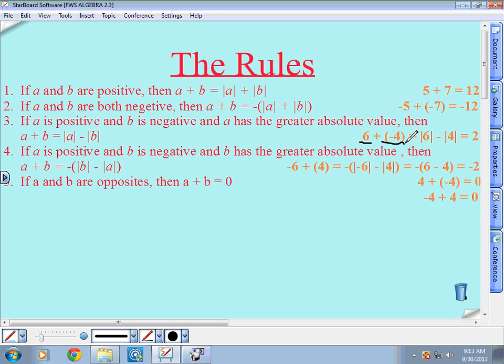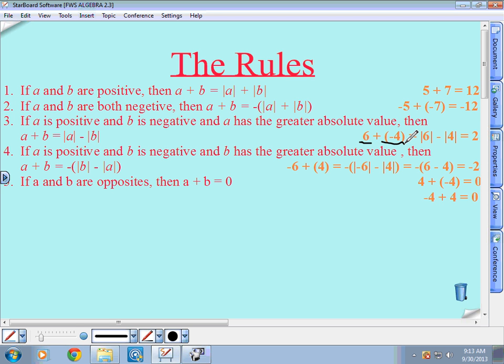Okay. If we're doing it the opposite way, if the first number is positive and the second number is negative, and B has the greater absolute value, in other words, the negative number is the larger number, then you're still going to subtract the B from the A, and then you're just going to use the opposite sign.